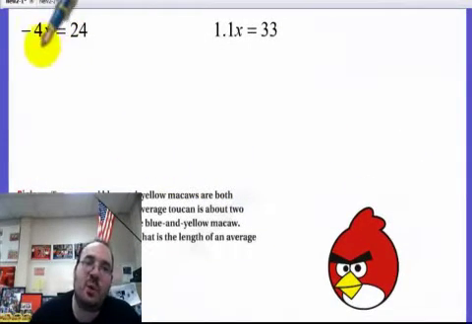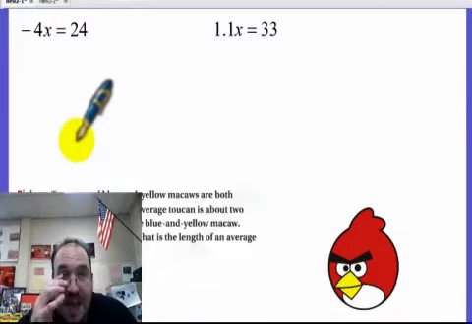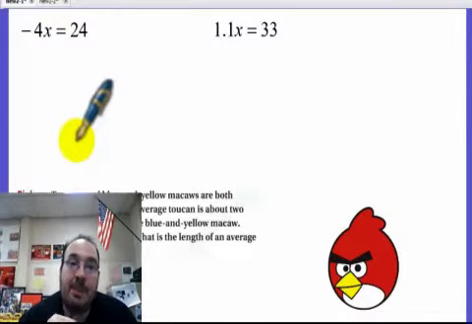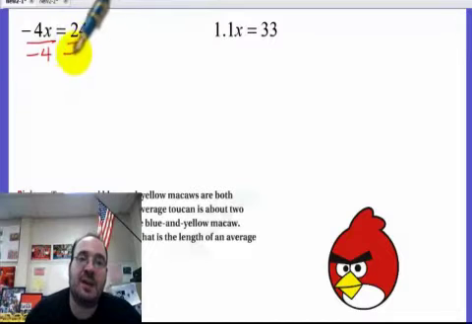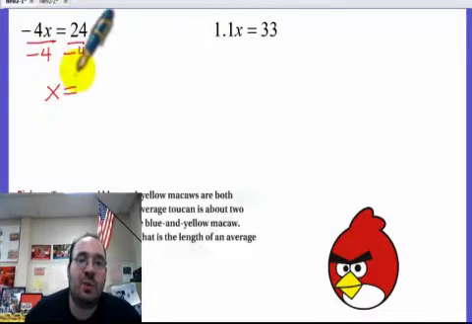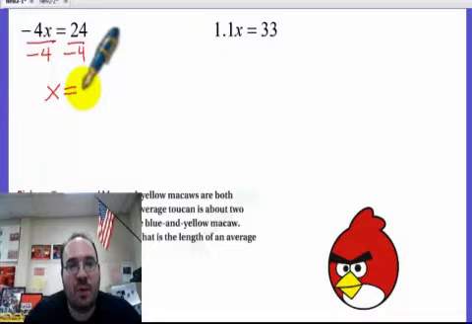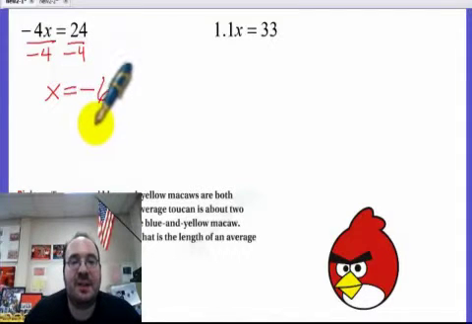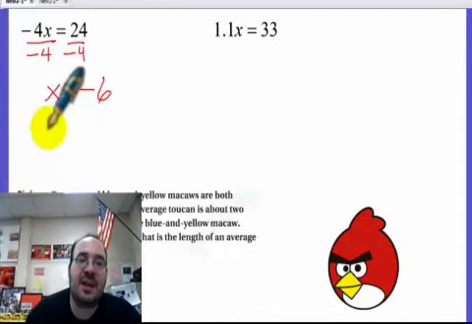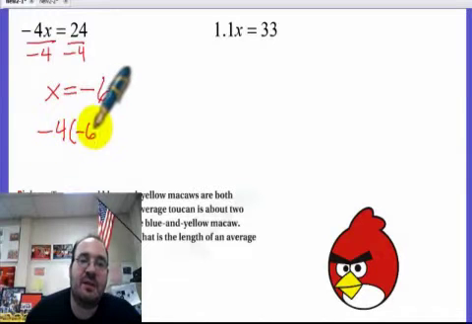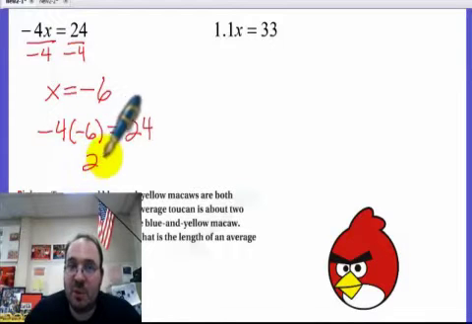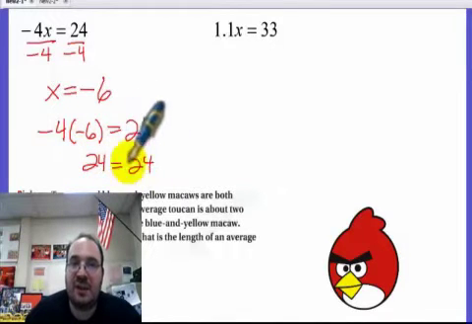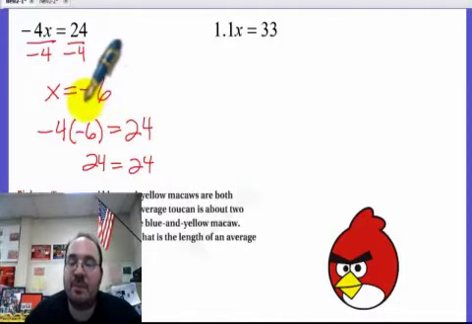Negative 4x equals 24. Okay, now this is the first problem where I had multiplication. So the opposite of multiply by negative 4 is to divide by negative 4. So I will do that on both sides. And I get x equals, well, 24 divided by negative 4 is negative 6. And you check that. So I'm going to take that negative 6 and plug it in for x. And negative 4 times negative 6, does that equal 24? Sure does. So this was my correct answer.